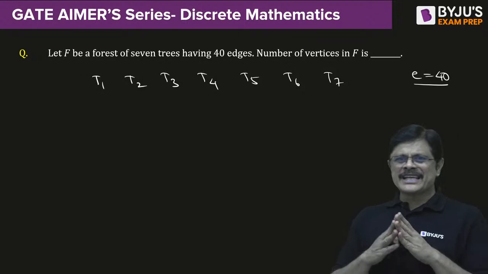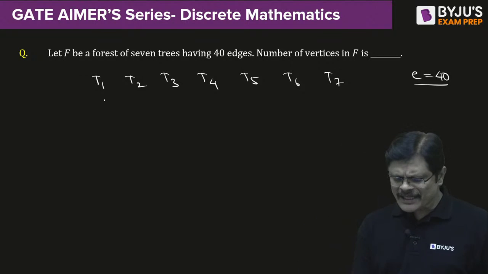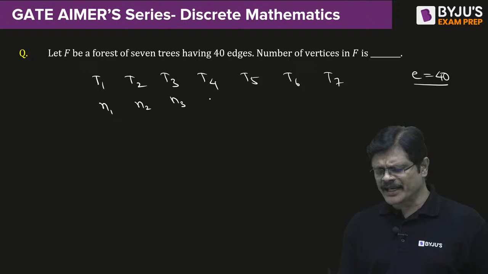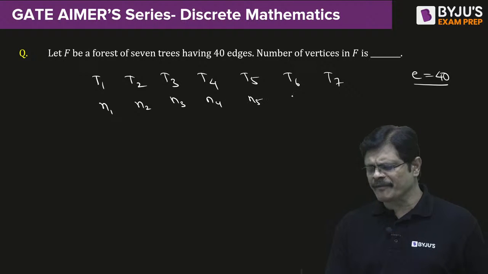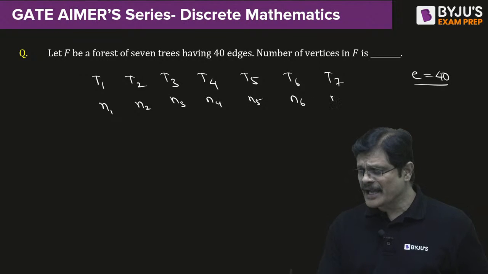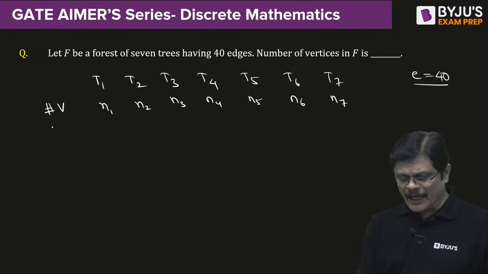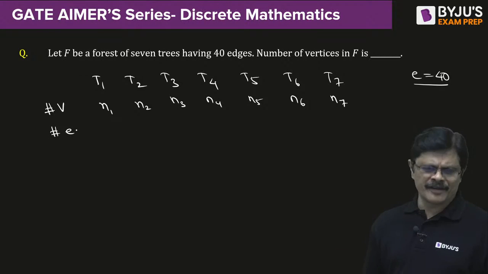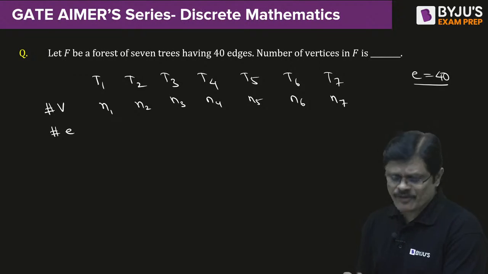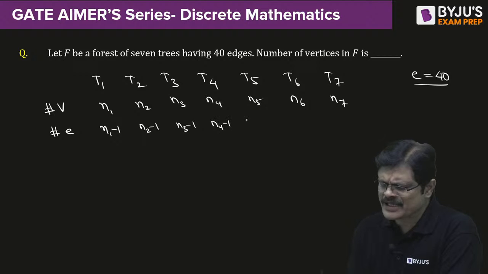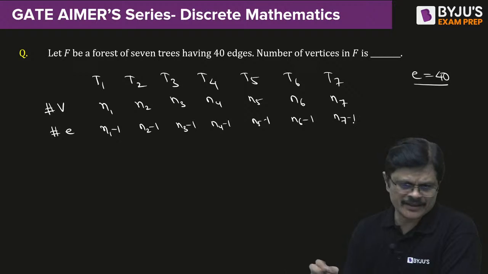My dear friends, because each component is a tree, let us assume that there are n1 vertices in the first one, n2 vertices in the second tree, n3 in the third, n4 in the fourth, n5 in the fifth, n6 in the sixth, and n7 vertices in the seventh tree. Then how many edges are there in each tree? One less than that. That is n1 minus 1, n2 minus 1, n3 minus 1, n4 minus 1, n5 minus 1, n6 minus 1, n7 minus 1.